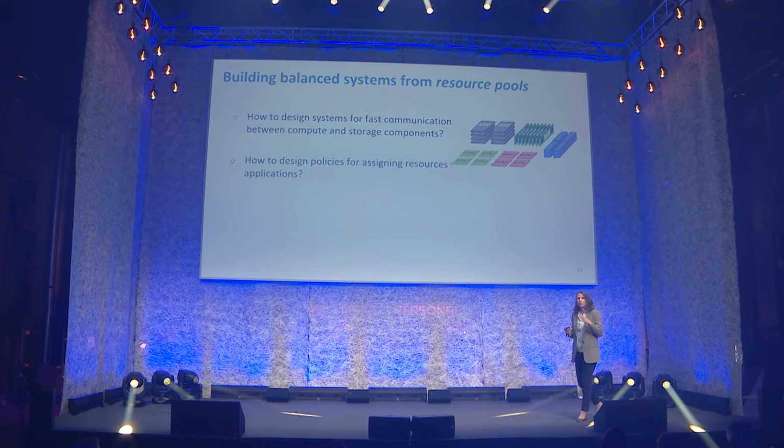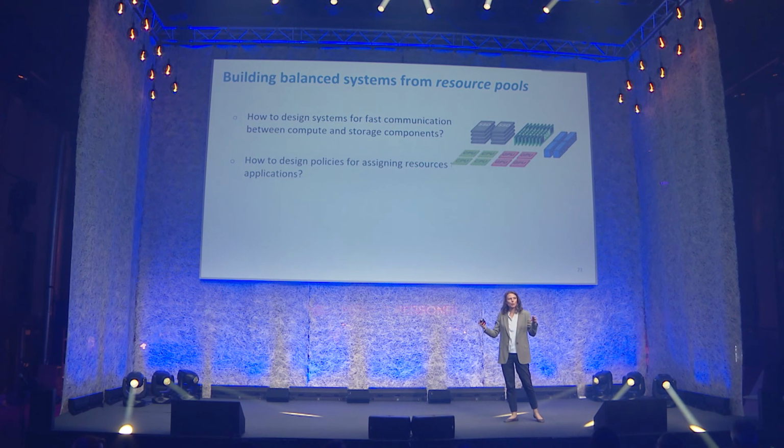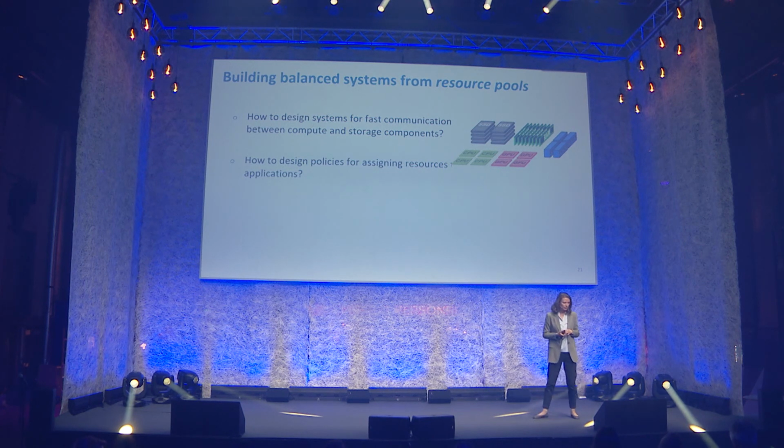So there are all kinds of interesting questions and challenges when it comes to designing systems with these goals in mind. Building balanced systems, one question is, how do we design fast communication between all these components? We're still going to be accessing hardware on different machines, but for a single application, we want to make sure all the components within a data center, or maybe even across data centers, are efficiently communicating together.